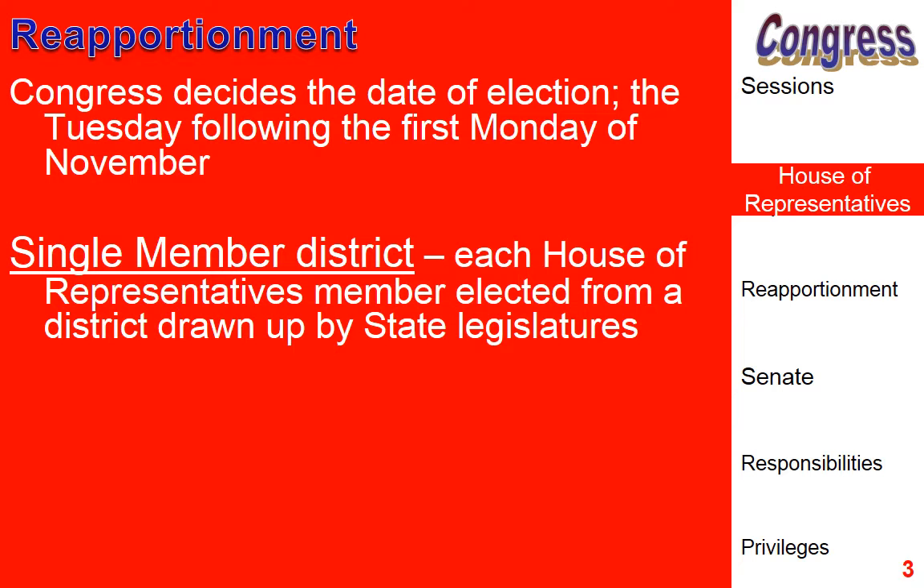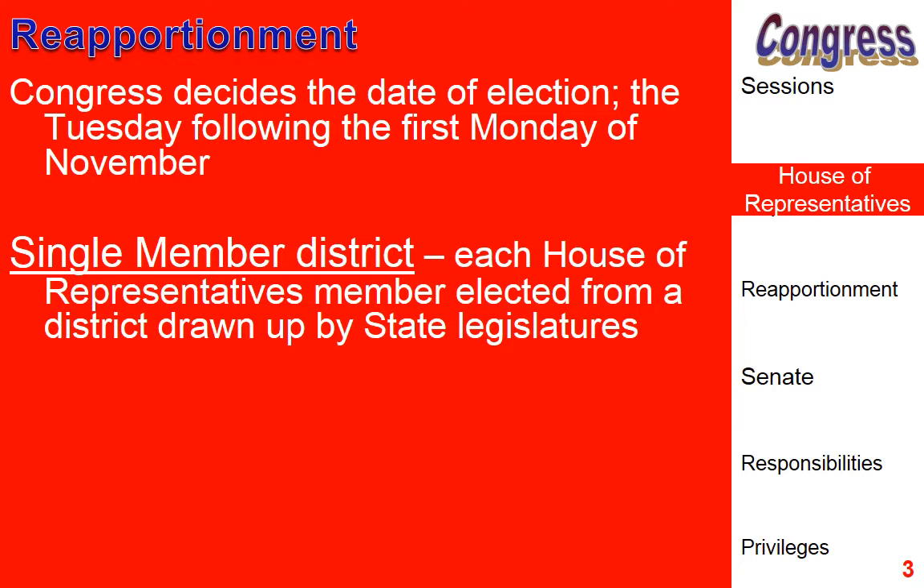Now, each member of the House is elected from a specific territory within a state. This is called a single member district. If you would take a look at a congressional map of Pennsylvania, you would see there's lots of lines over it, and this says that the member of Congress, everyone in that area votes for that one person that they want to represent them in Congress.